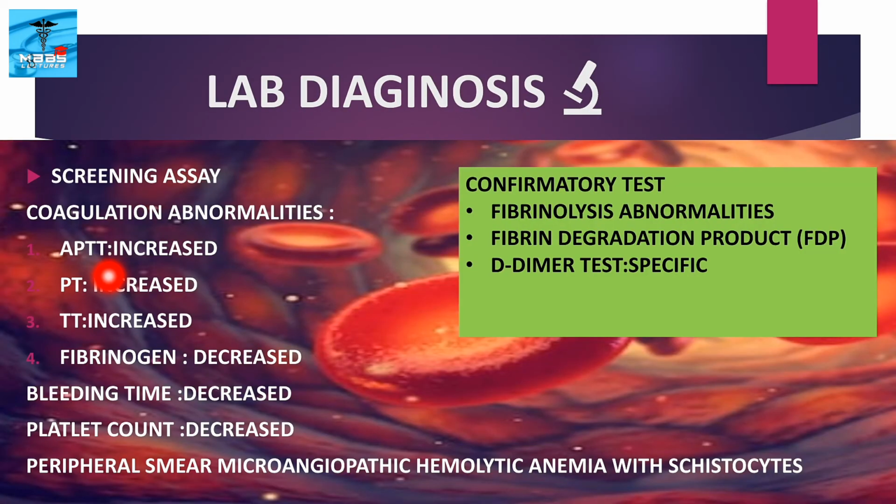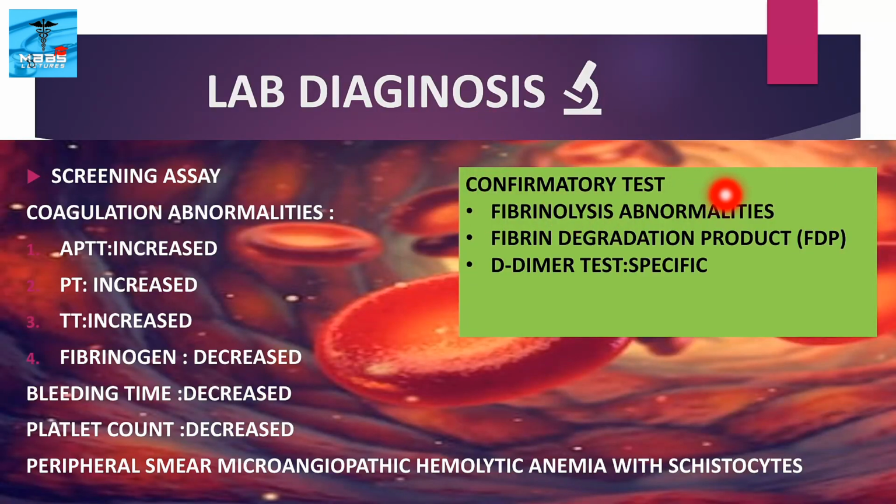Then, about lab diagnosis. Here the screening assays include coagulation abnormality detection: activated partial thromboplastin time is increased, prothrombin time is also increased, thrombin time is also increased, and the fibrinogen count is decreased. Bleeding time is increased and platelet count is decreased. And in the peripheral smear, microangiopathic hemolytic anemia with schistocytes is observed.